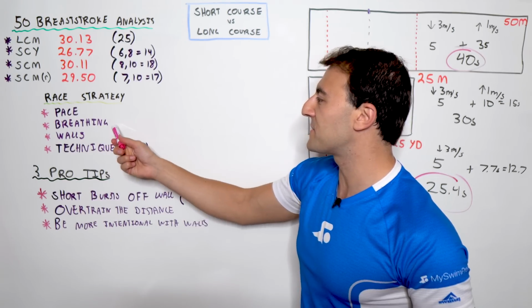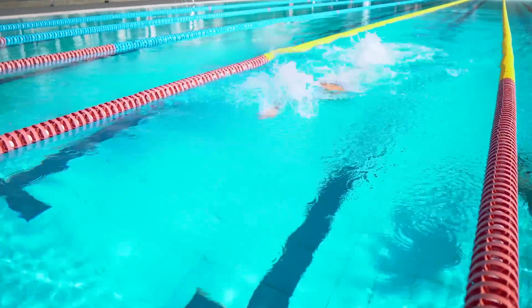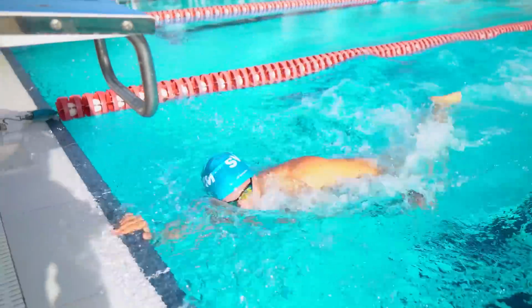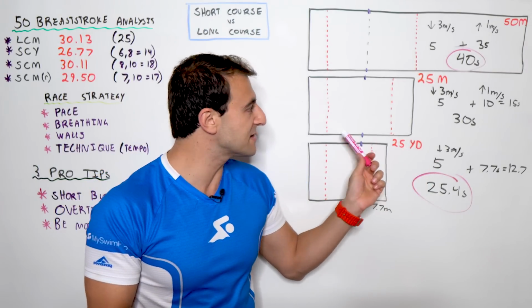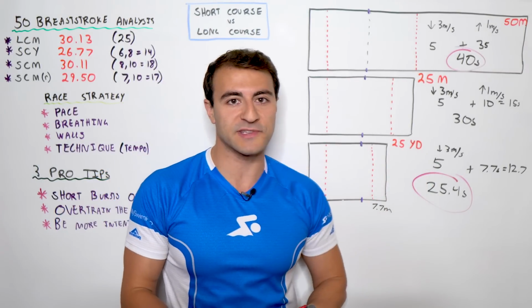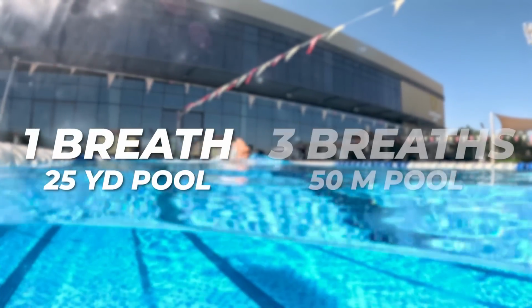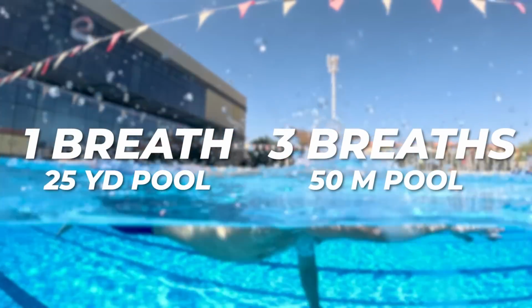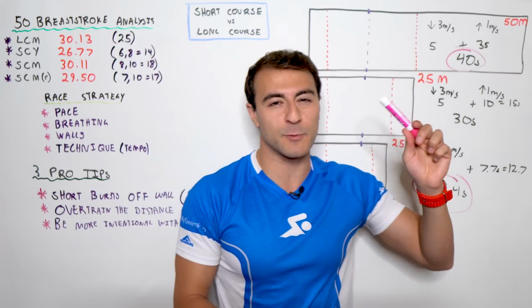Another attribute to consider is your breathing. Now, if you swim the 50 freestyle in long course, it's going to feel a lot different than swimming in short course. You might be able to only take 1 or 2 breaths in a short course 50, but when you swim long course, you might have to double that. 1 breath in a 25-yard pool is the equivalent of 3 breaths in a 50-meter pool. You heard that right. It is that much harder to maintain your speed without taking a breath.